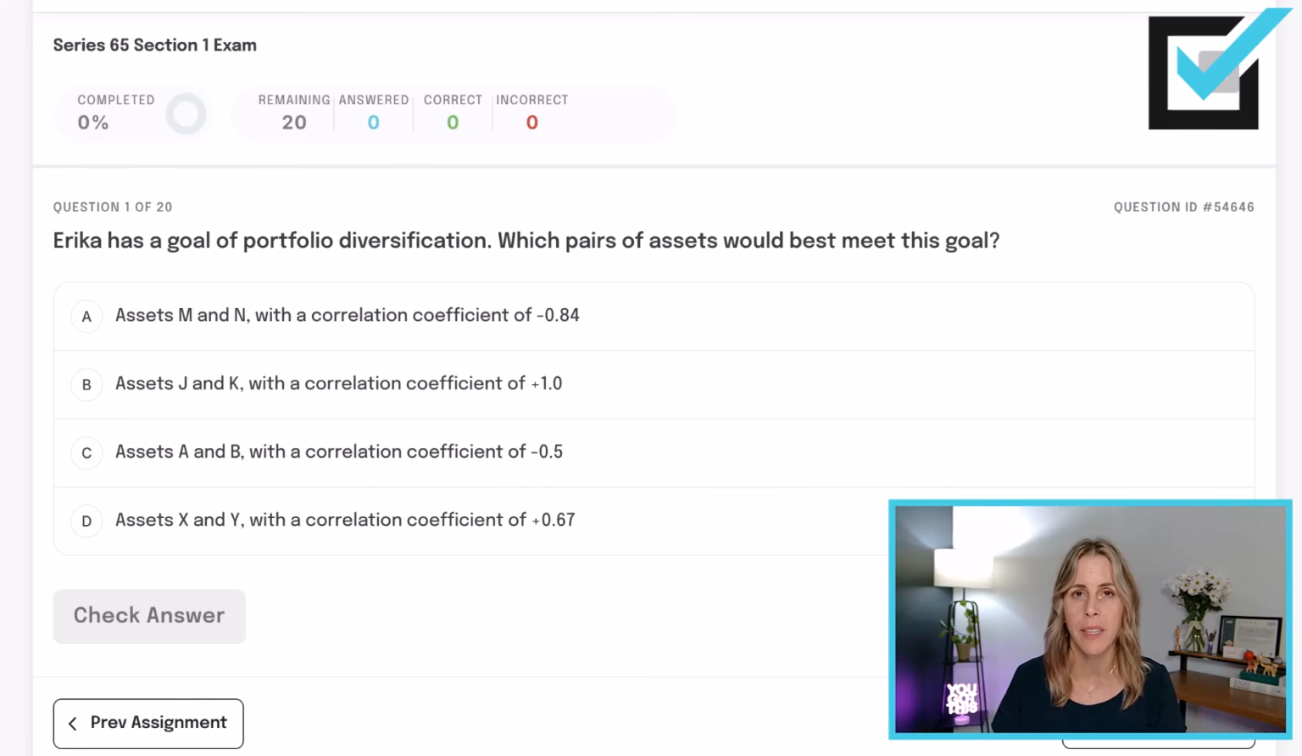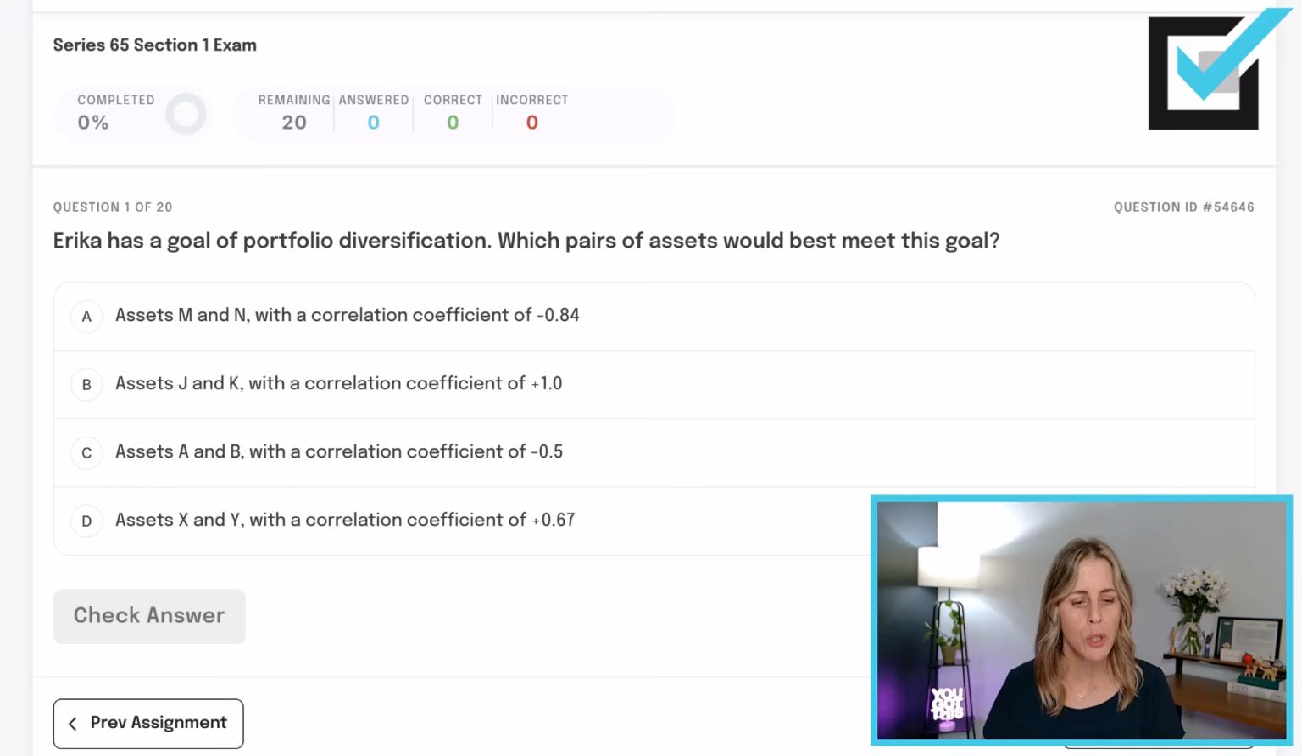So the correlation coefficient measures how much these assets move. If it's positive 1, they move perfectly together. If it's negative 1, they move perfectly apart. So the more negative the correlation coefficient is, the more diversification you will find. So you want to pick the answer that has the closest to negative 1 for the correlation coefficient.